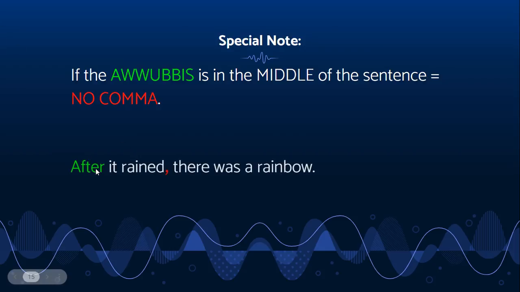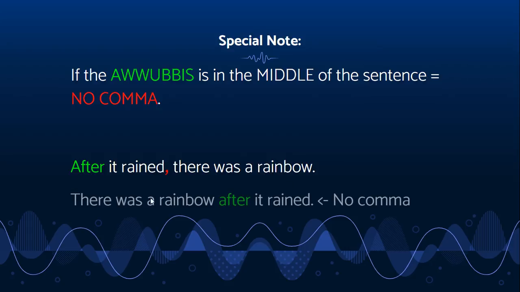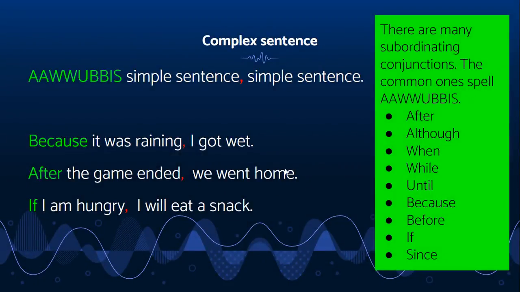So I could say, "After it rained, comma, there was a rainbow." Or I could say, "There was a rainbow after it rained." And if I put the AWUBIS in the middle, I don't actually need a comma there. Like I said, that won't come up very often this year, but it is good to have just in your mind as a rule. So just again, as we wrap up, here is our summary.